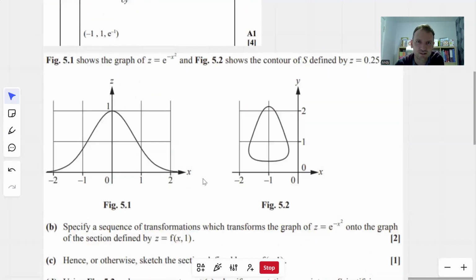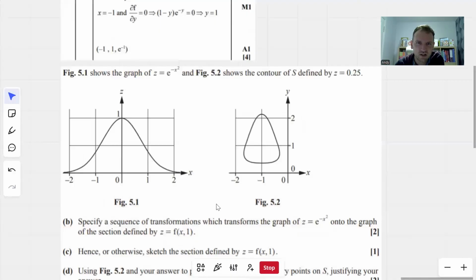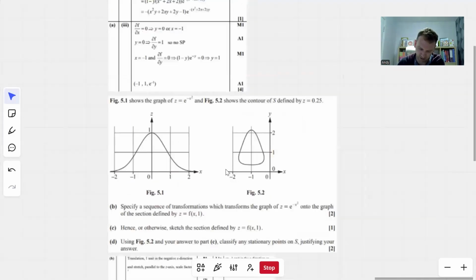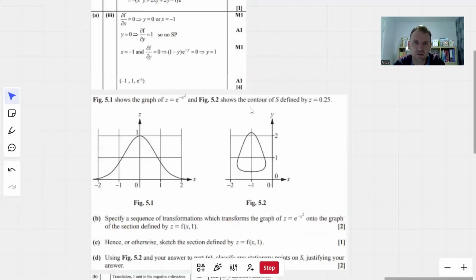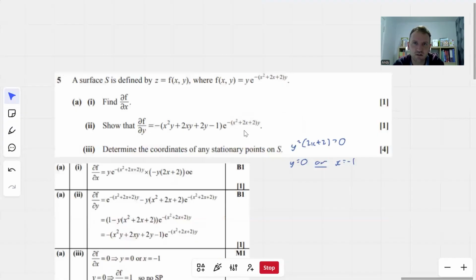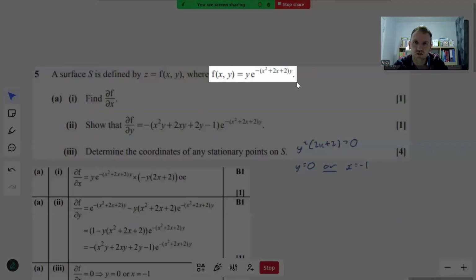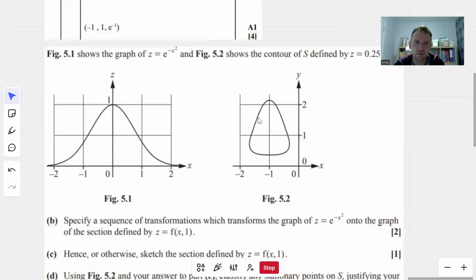Okay, we now get on to looking at some sections here. So we're given the graph of z equals e to negative x squared, and we're asked to transform it to the section f(x, 1). So this is replacing, I'm just going to go back up here and grab this. So we're replacing y with 1 in here.